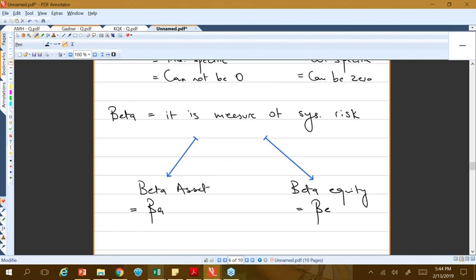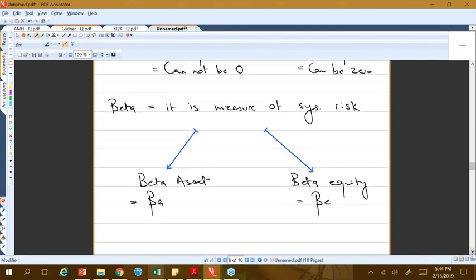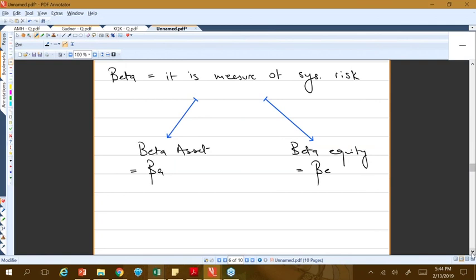That's how we show them. So beta is the measure of systematic risk. Systematic risk is thinking about business and the financial risk. Now, as you said, no business can skip or go away from the business risk. So beta asset has got business risk in it.